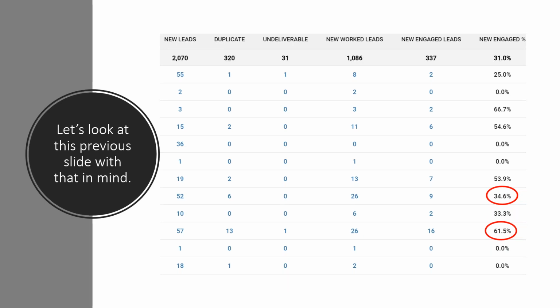So now that we've kind of discussed that, going back to the previous slide, here's a great example. This is from a real dealership. If you look over to the left, we've got 52 leads from one source, 57 leads from another source, so very comparable in volume. But the percentage of customers that will engage is radically different. This provider only engages at about 34%. This provider engages at 61%.